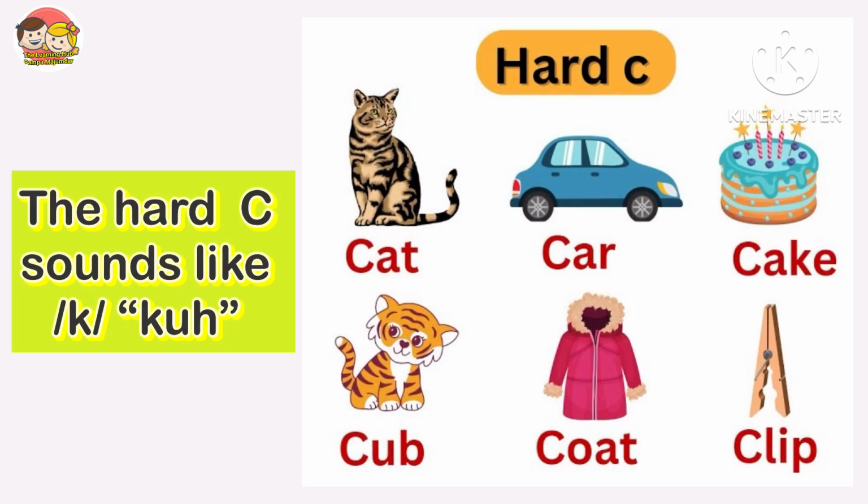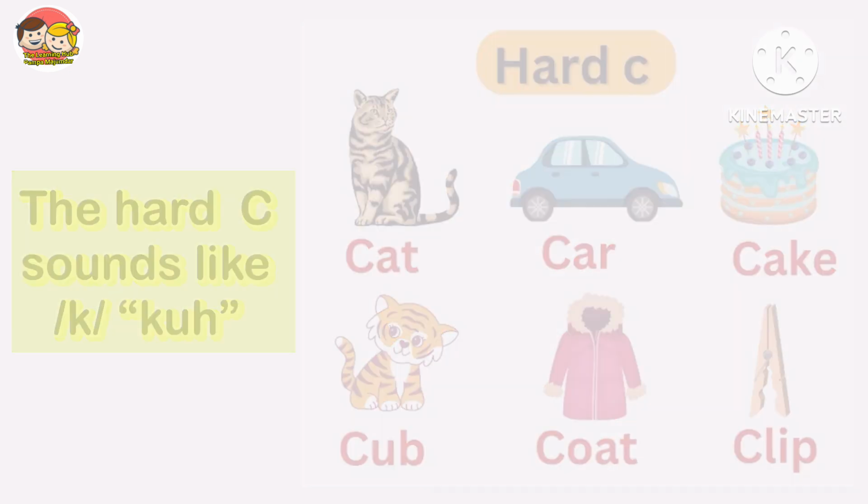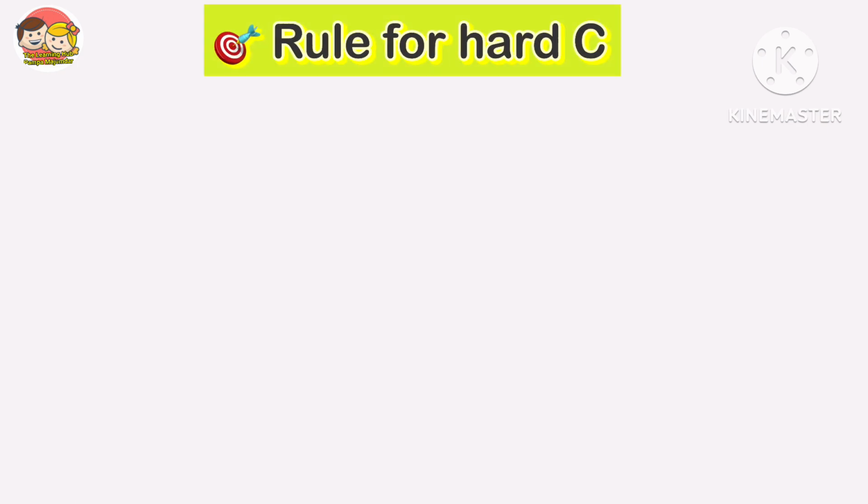Hard C sound. The hard C sounds like k, k, as in cat, car, cake, cup, coat, clip. So the hard sound of letter C is k, k. Good job.